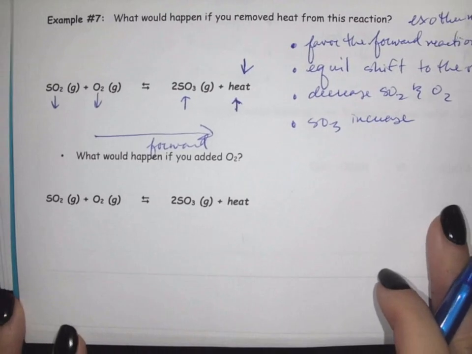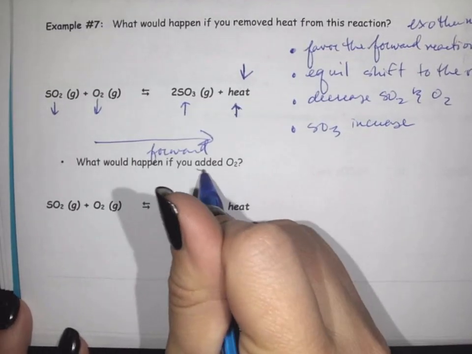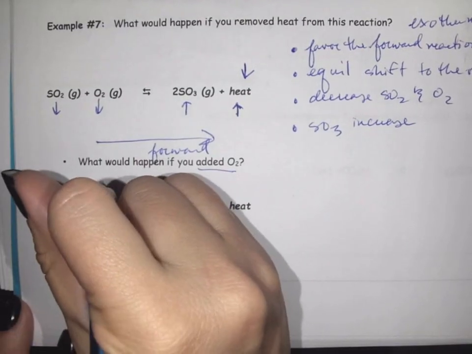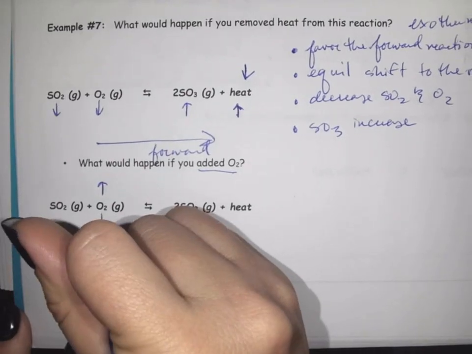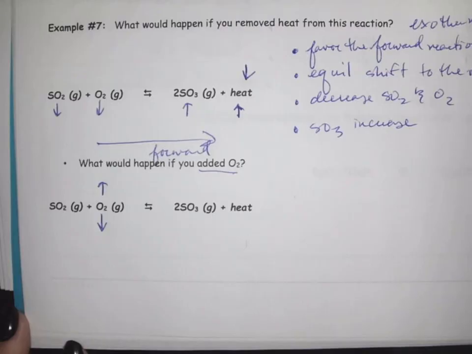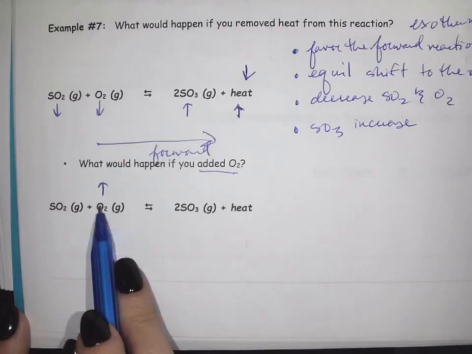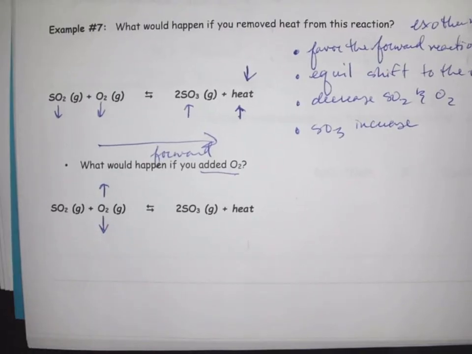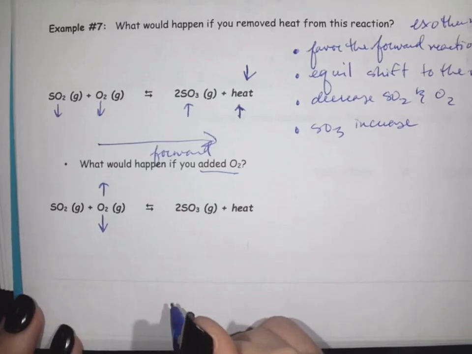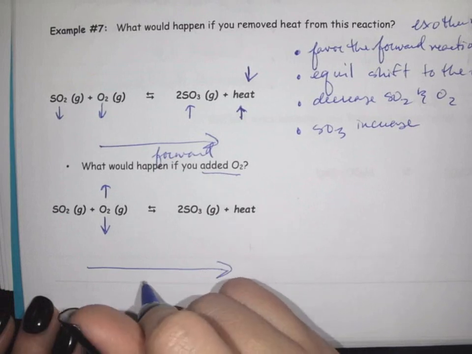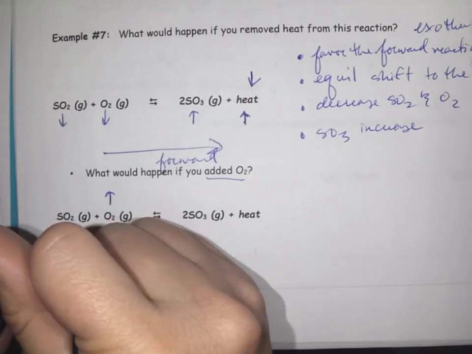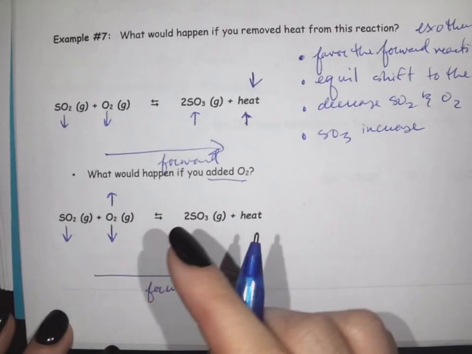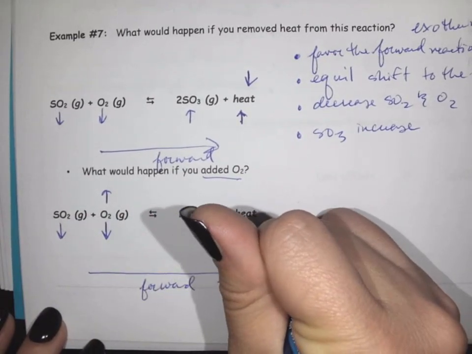Now, what if we have the same reaction, but instead we added O2? So the stress is adding O2. Well, the reaction responds by doing the opposite, tries to decrease O2. O2 is a reactant, and the only way that we can decrease a reactant is once again by favoring the forward reaction, because it's a forward reaction where reactants disappear and products appear.